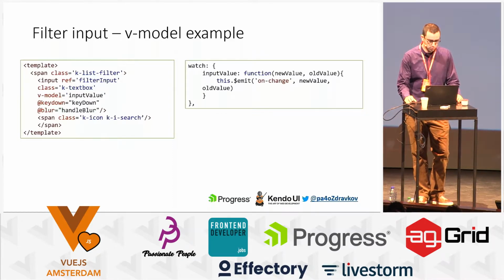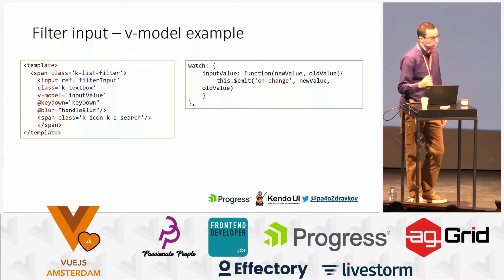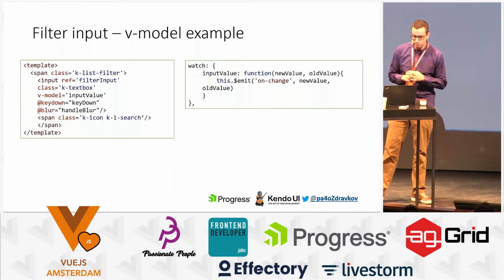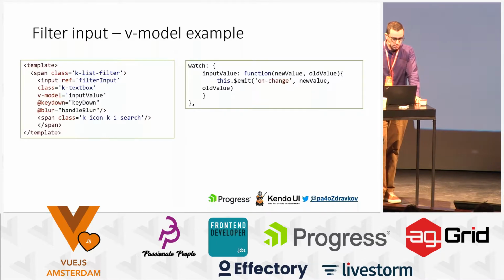Here we can use the watch object of the component and listen to the input value, where we have the new value and the old value, and we can emit them to the parent component with the appropriate event. Here we can listen also to the keydown and blur for some other functionality that we can use for the keyboard support.